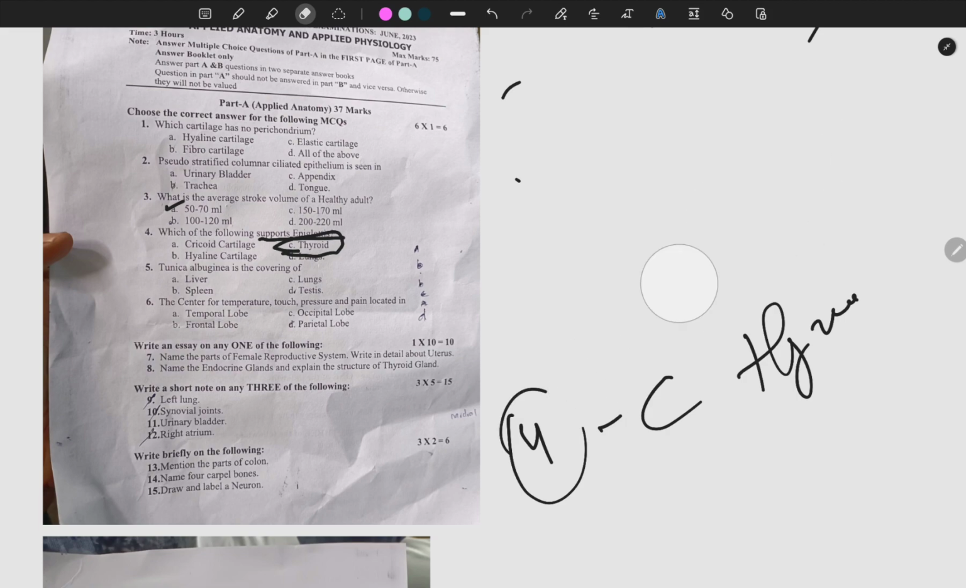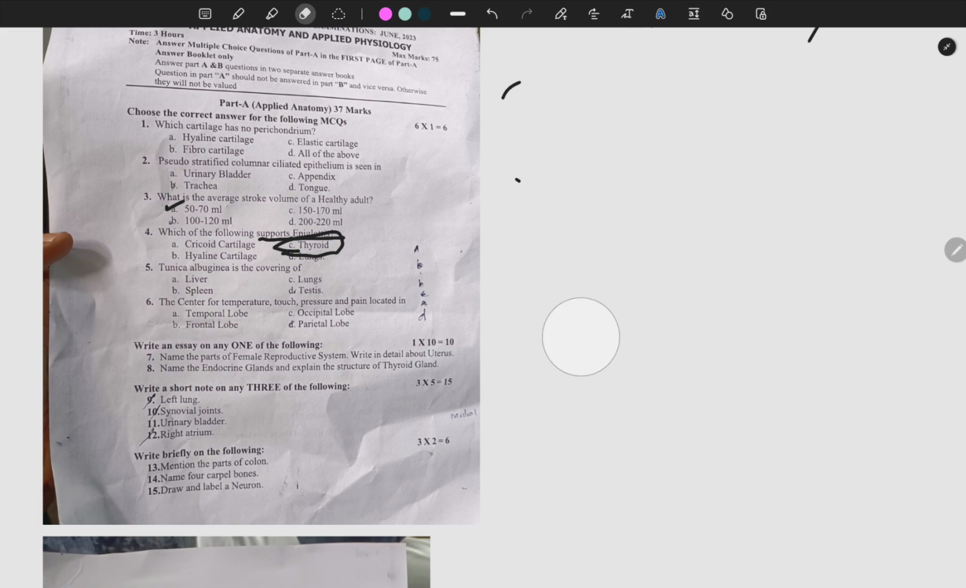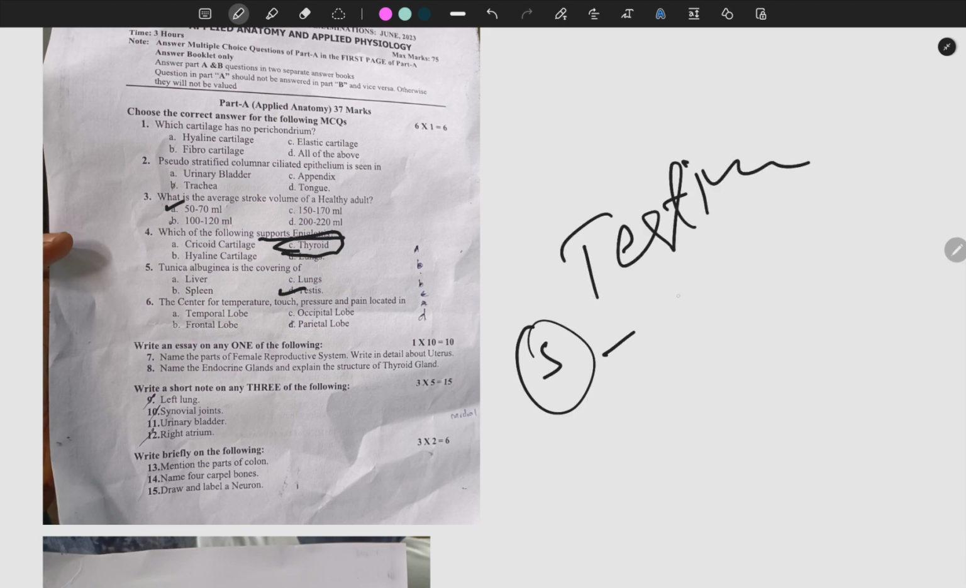So the next one is the tunica albuginea. Tunica albuginea is present at which organ? Options: liver, lungs, spleen, and testis. The right one is the testis. So for the fifth question, D is the right answer.